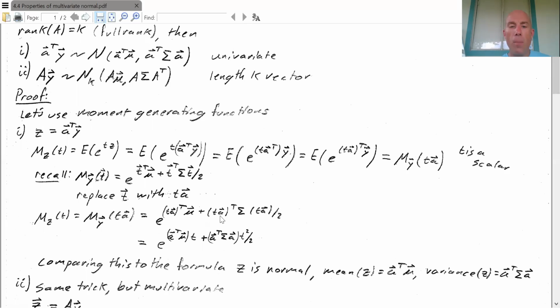That looks like something from my stat theory class. It looks like something from my actuary exam P, maybe. And I realized, hey, this is the moment generating function of a normal distribution where the mean is A transpose mu and the variance is A transpose sigma A. Well, if I recognize it as a moment generating function, I can automatically grab it.